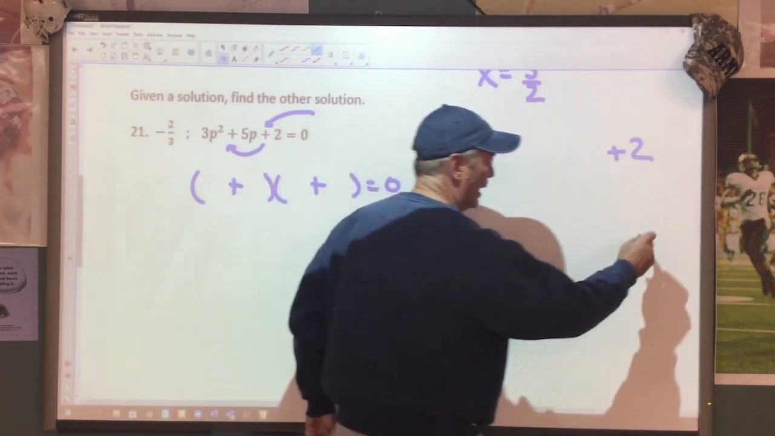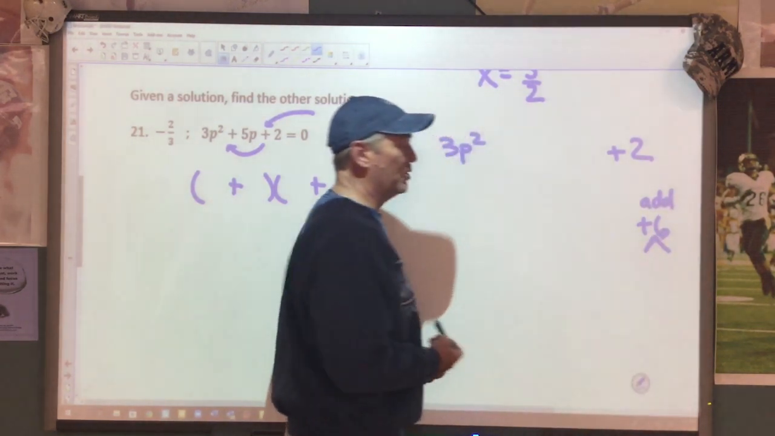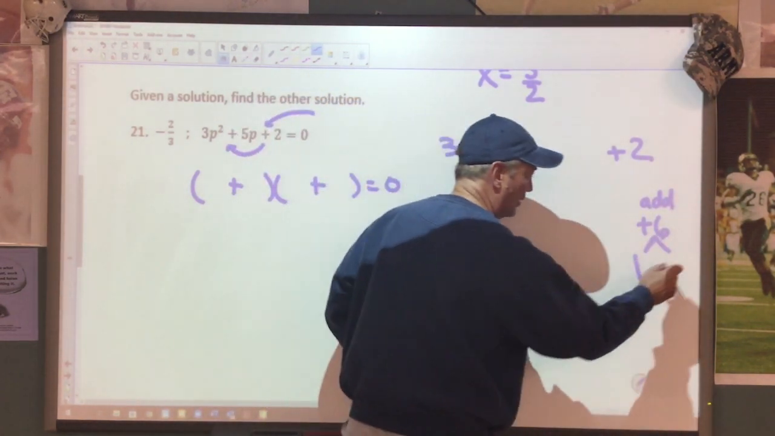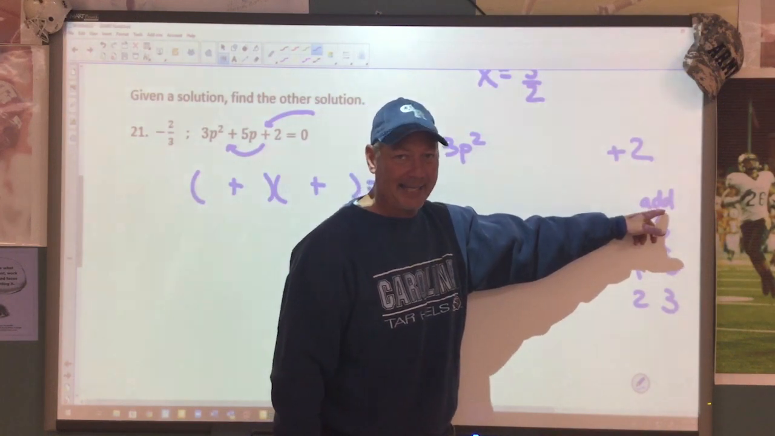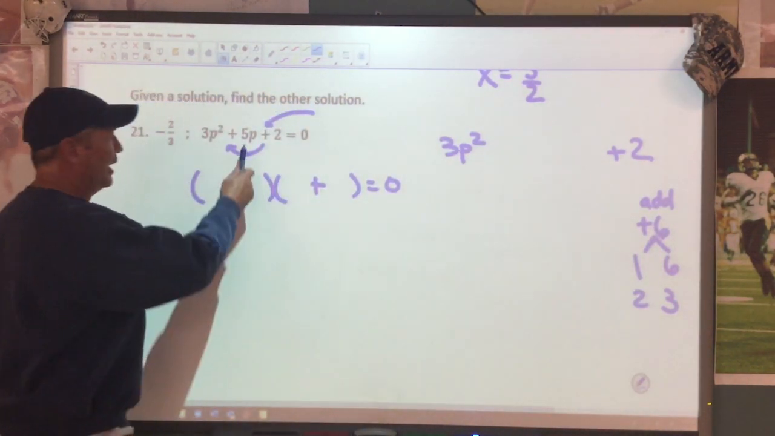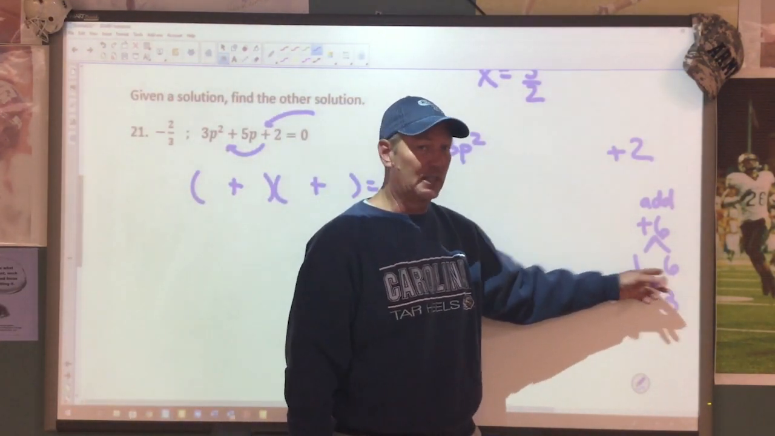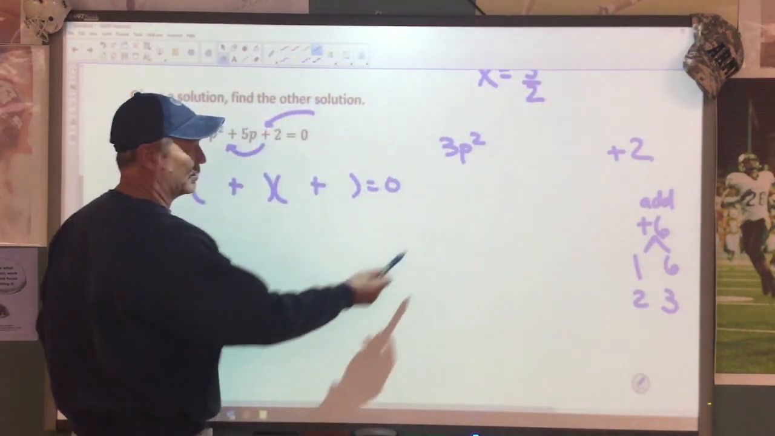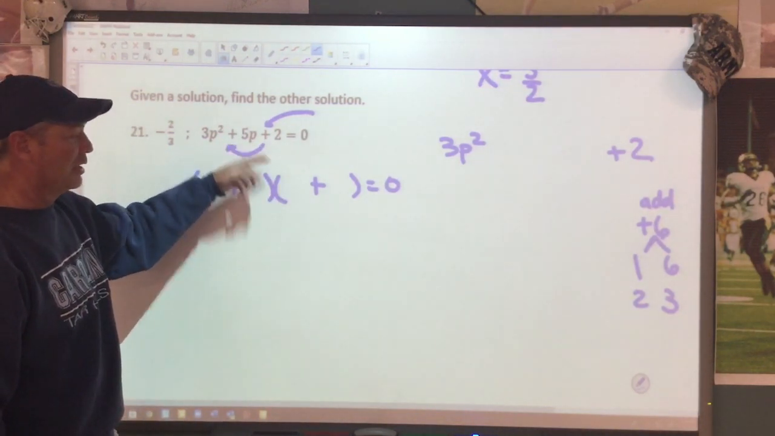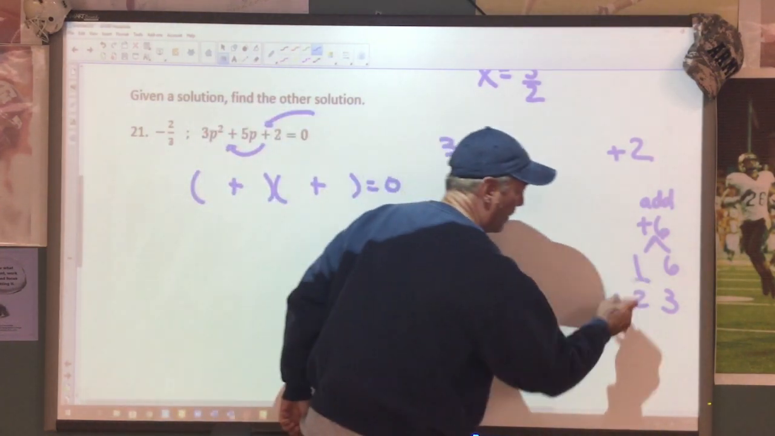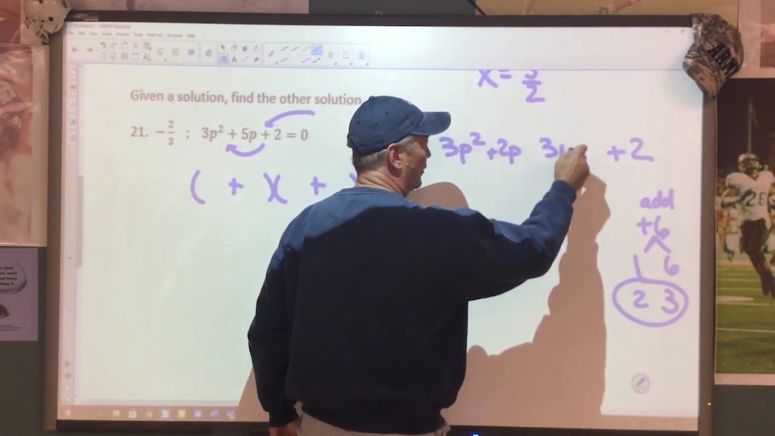Well, 3 times 2 is a positive 6, which means we're going to add to find our combination. We're going to say 1 times 6, or 2 times 3. Be careful. Which combination added together will give me a 5? You have to be careful because you could go 1 minus 6 or 6 minus 1 and get a 5. But this is a positive 6. So you're going to add and you're going to say which combination added? We're going to use 2 and 3. So I'm going to have a positive 2p, and I'm going to have a positive 3p.